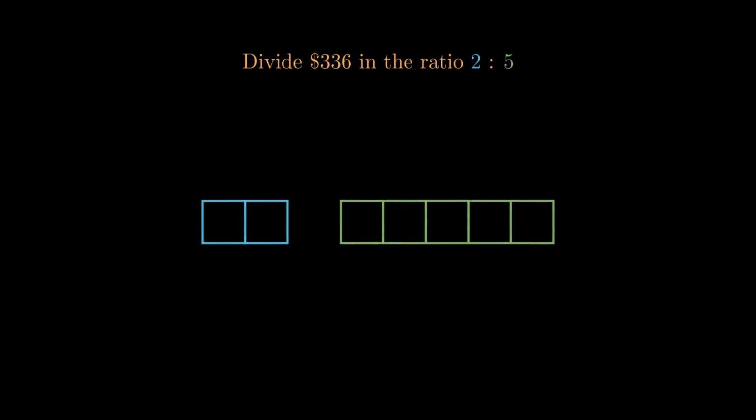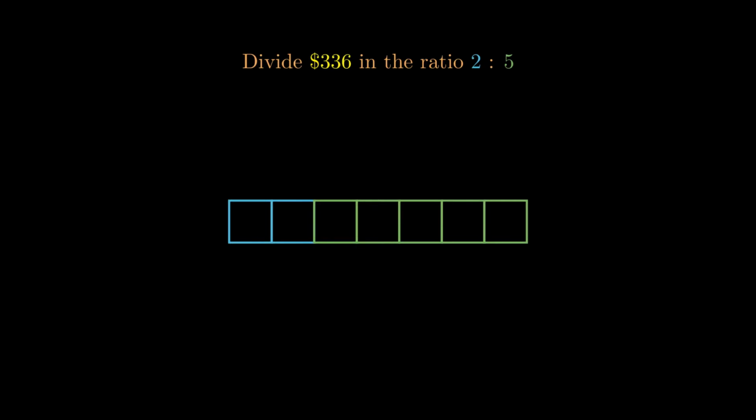Okay, so here's our picture of 2 bits and 5 bits again. What we're given, this $336 here, is the total amount. So that's if we combine everything together and total it all up, it would amount to $336. Then as before, the main idea is to try and pinpoint the value of one single bit.